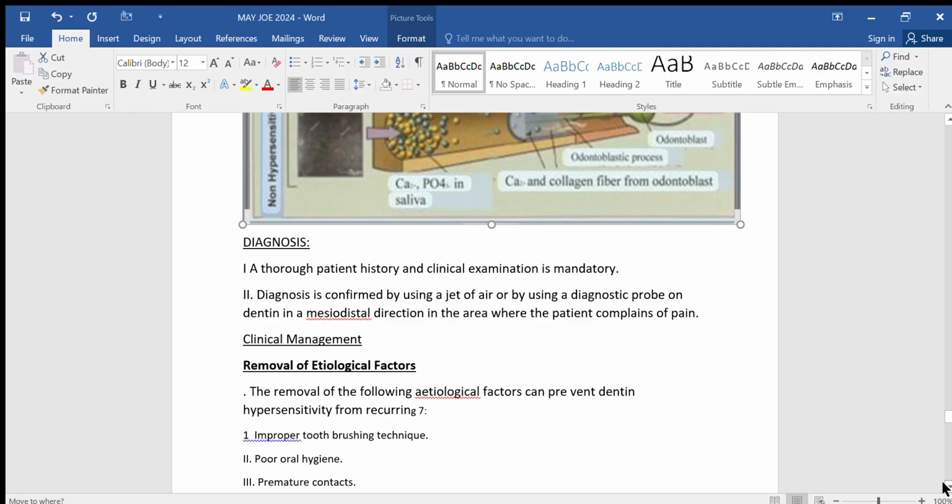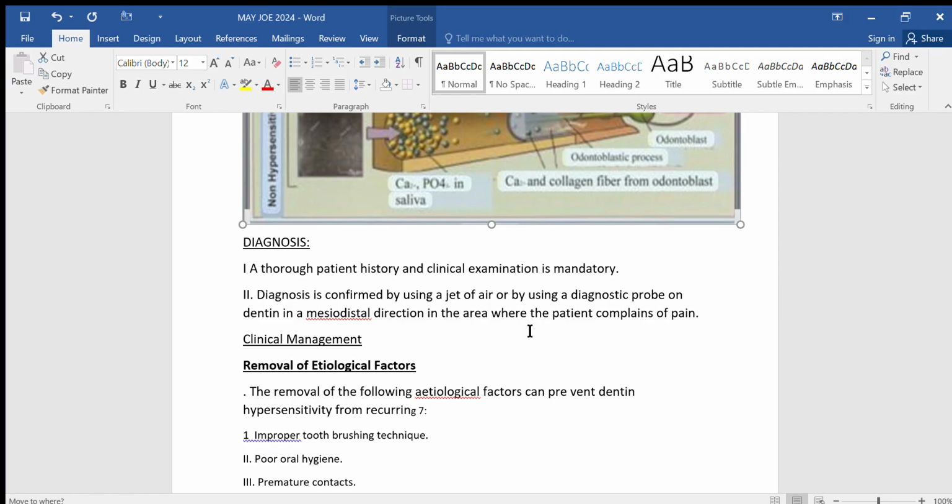Through history, rule out other causes of sensitivity like caries, faulty restoration, tooth whitening, and cracks. Now how will you confirm? Diagnosis is confirmed by using a jet of air or by using a diagnostic probe on the dentin in a mesiodistal direction in the area where the patient complains of pain. So this is the basic protocol of your diagnosis in a patient presenting with a complaint of sensitivity.